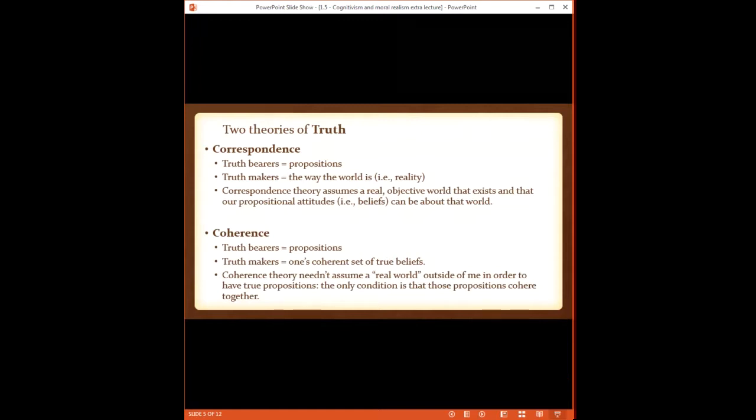In other words, for coherence theory, it doesn't really matter. You need not assume that there's a real world outside of me in order to have true propositions. The only condition that you need is that all of those propositions cohere together. And by cohere, what we mean is that there are no inconsistencies there. So having a totally consistent set of true beliefs, that is, of true propositions that I'm assenting to, that having a coherent set of those is what matters, and that in and of itself will lend truth to new propositions that I believe, insofar as those new ones cohere with the set of coherent beliefs that I already have.